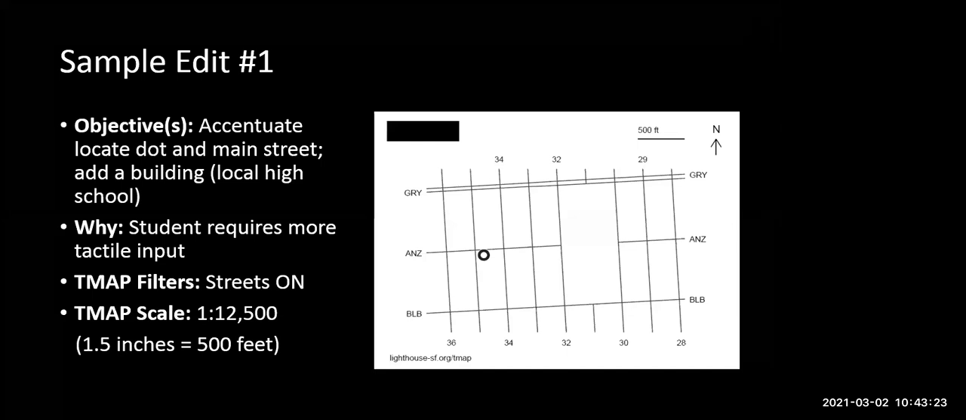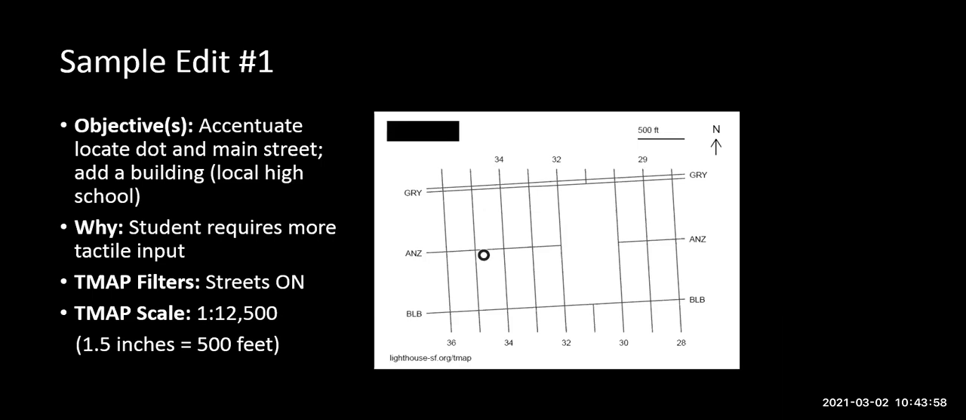What you might see is a black rectangle at the upper left, and I've blocked out the address just to keep it safe and confidential. All right, so this is a street, or rather a neighborhood, urban neighborhood, in what we would consider grid pattern, right? The objective here is to accentuate the locate dot, which is the little small circle to the left of center, actually on the corner of Anza at 35th, okay?